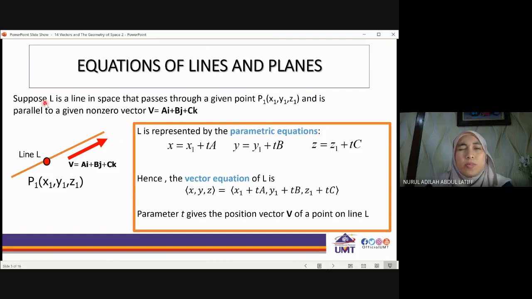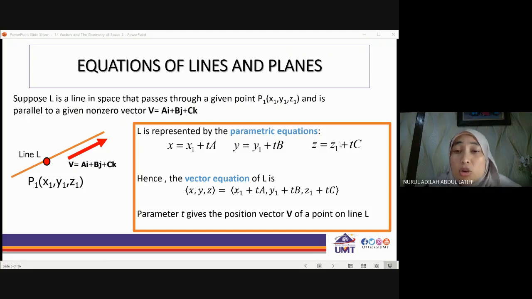Okay, so suppose L is a line in space that passes through a given point P1 = (x1, y1, z1) and is parallel to a given non-zero vector v = ai + bj + ck. So line L, v = ai + bj + ck, point (x1, y1, z1). L is represented by the parametric equations, all right. x = x1 + ta, y = y1 + tb, z = z1 + tc. So look, L is represented by parametric equations.